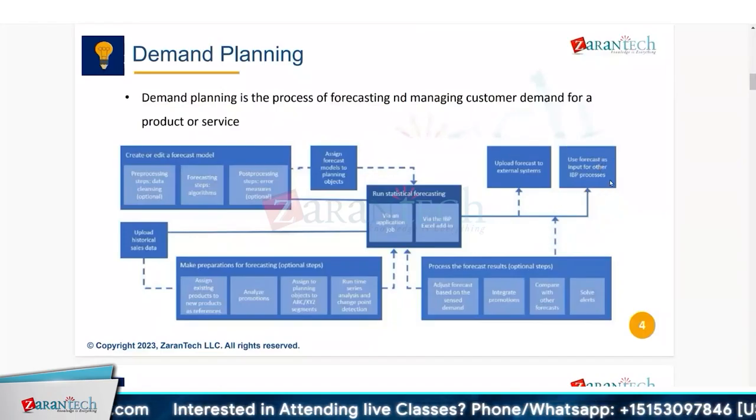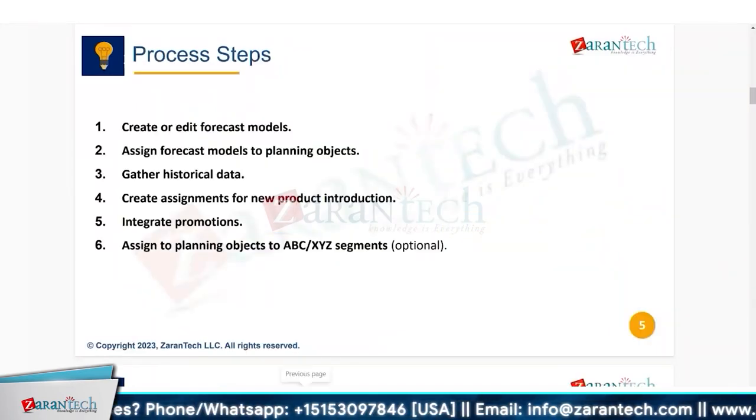So this is a general process wherein the forecast is used as an input for the next processes in the IBP. So any specific questions for this particular slide? No questions. Okay. So we move on to the next slides.